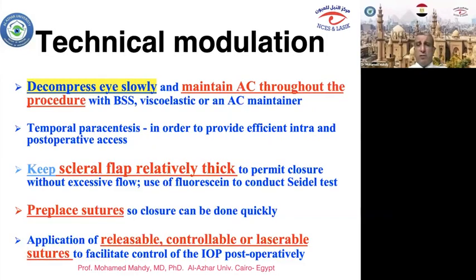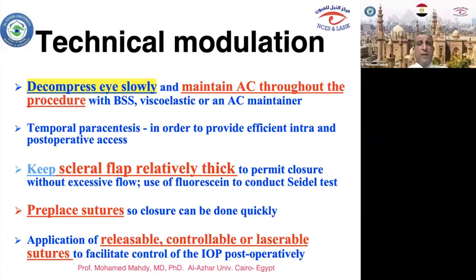Technical modulation of trabeculectomy should be employed. Do compress the eye slowly and maintain the anterior chamber throughout the procedure with an AC maintainer or viscoelastic or BSS as deemed. Do a temporal paracentesis, or do the paracentesis at your dominant hand or at your preferred place, so you can reach it early and easily at any time, either intraoperatively or later post-operatively if you develop loss of anterior chamber or shallow anterior chamber and you need to reform the anterior chamber.